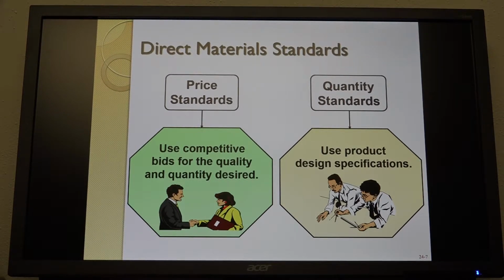All right, so direct materials standards. Price standards. How do you figure out price standards? Well, the best way of doing it is using competitive bids for the quantity and quality of product desired. As far as quantity standards, you use product design specifications. That's why you've got the engineer there participating in this determination of standard costs.